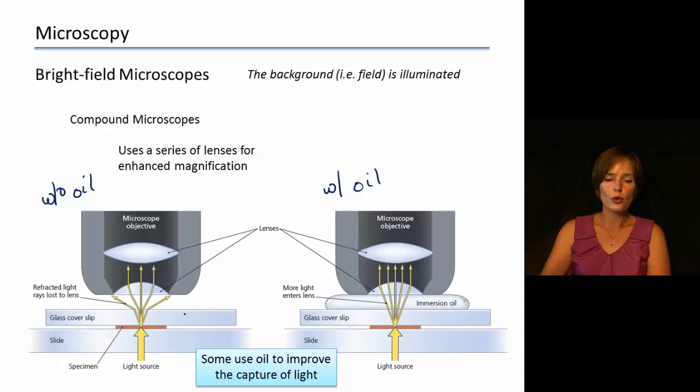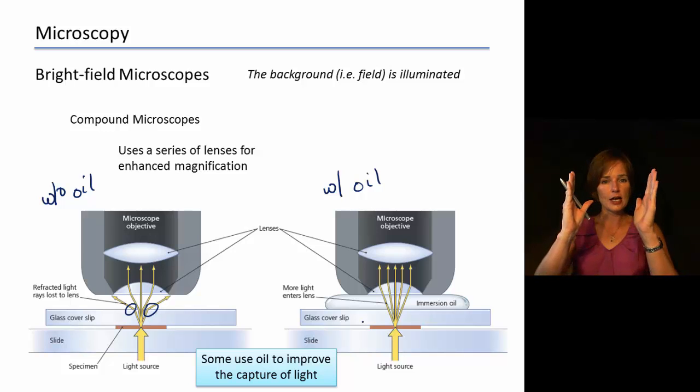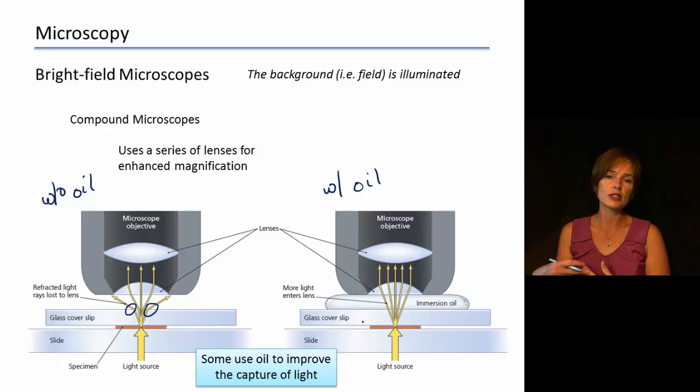So if you look at without the oil, we get the bending of the light right here, which means that light actually escapes and it doesn't make it up through the objective that we're using to view the specimen. If we're able to get more of that light focused and coming through the objective, then we can view even more and we're going to get greater magnification. So that's what the oil is going to do. The oil is going to prevent the bending and the losing of the light on the sides. Notice how when we add the oil, we have more light coming up through the objective, which again is going to increase the ability to magnify. So some microscopes, some objectives are going to use oil to improve the capture of light, which will ultimately improve the magnification of the microscope.